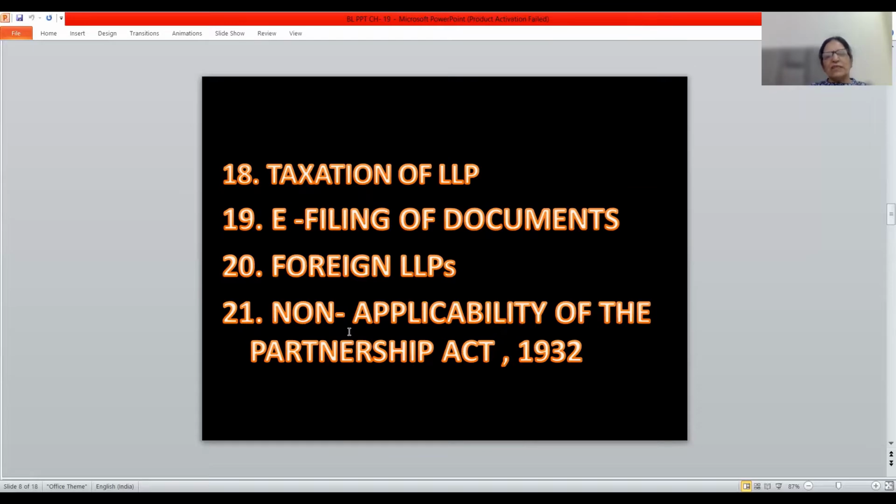Then e-filing of documents. All documents will have to be filed online. So there will be digital filing of all documents regarding registration, or if a change in the name is required or the registered office has to be changed, all documents need to be filed online. Foreign LLP. A foreign LLP can also be a partner in the Indian LLP with the prior permission of the central government. Non-applicability of the Partnership Act 1932. All the provisions of the Partnership Act 1932 shall not apply to the LLP.